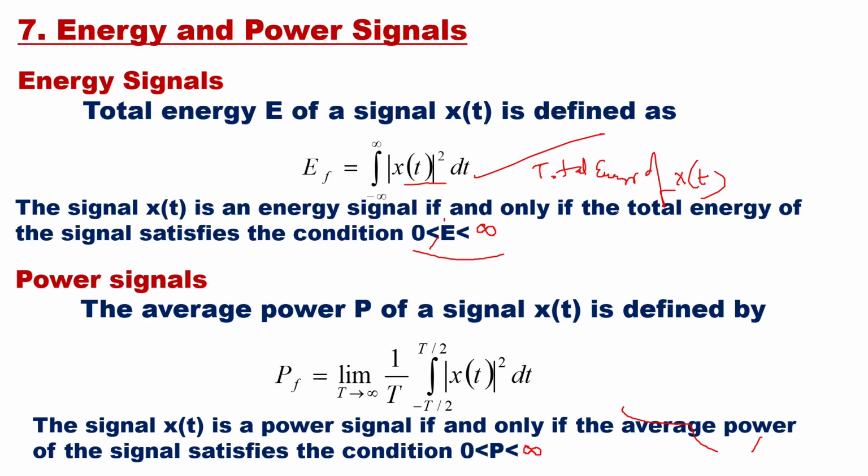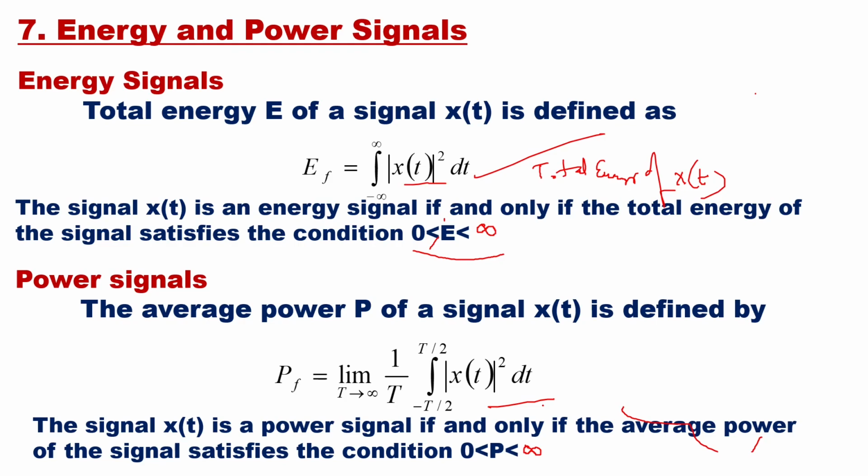Similarly, for power signals, the average power P of a signal x of t is defined by the equation shown here. P is equal to the limit as T tends to infinity of 1 upon T, integration from minus T by 2 to plus T by 2 of x of t whole square, with respect to t, dt. This will give you the average power. The signal x of t is a power signal if and only if the average power of the signal satisfies the condition 0 less than P less than infinity.